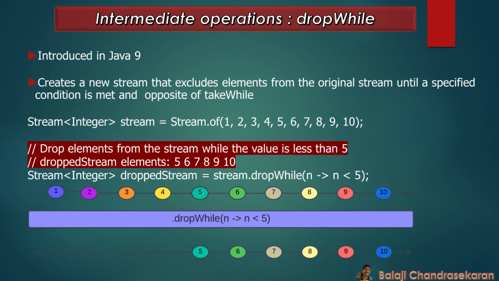In the given example, we create a stream of integers from 1 to 10 using the Stream.of method.